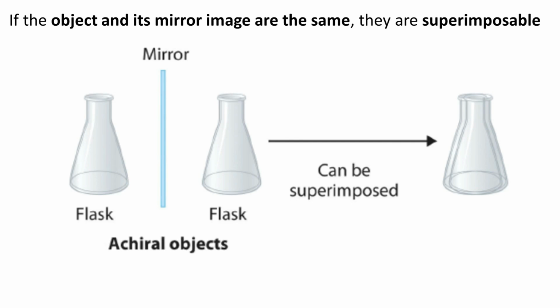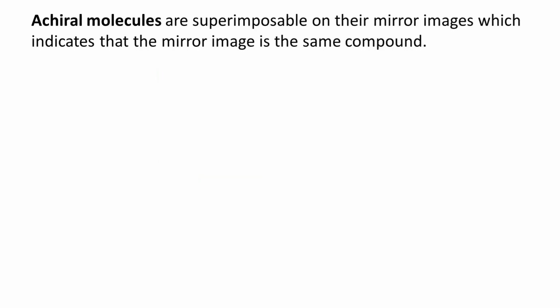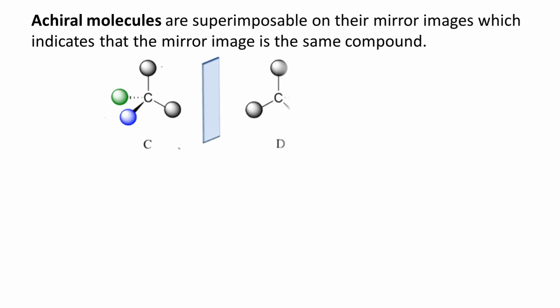The same goes for molecules. Achiral molecules are superimposable on their mirror images, which indicates that the mirror image is the same compound. Consider, for example, the ball and stick model of a molecule represented as C. Its mirror image will look like this. Let us call it D.